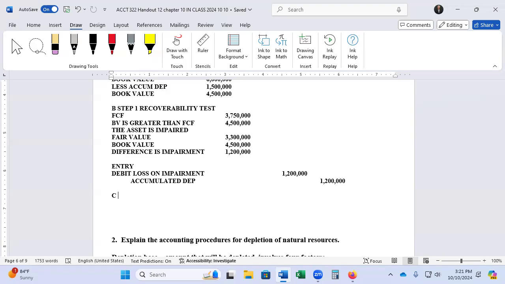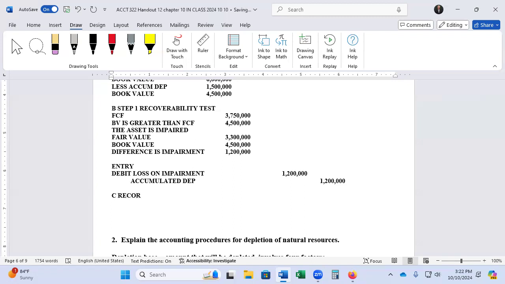Okay, so let's take a look at C. So C says, prepare the journal entries for the equipment at December 31st, 2021. So this is the next year after we had the impairment issue. And it says the fair value of the equipment at December 31st, 2021 is estimated to be 3.45 million, which we ignore because we're not going to write it back up, but we do have to record the depreciation expense.